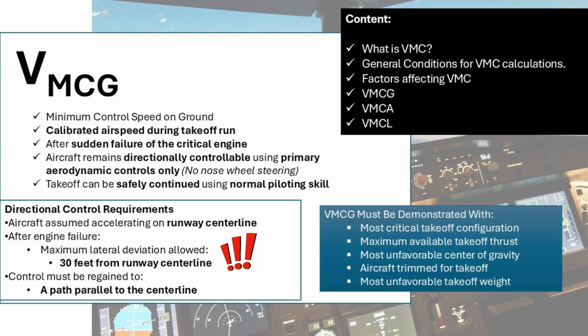The primary factor affecting VMCG is engine thrust. As engine thrust increases, the yawing moment increases, and the rudder requires higher airflow to remain effective. Therefore, VMCG increases with an increase in air density. To manage control speeds, engine thrust may be permanently derated by the operator. This helps achieve lower values of VMCG, VMCA, and VMCL.